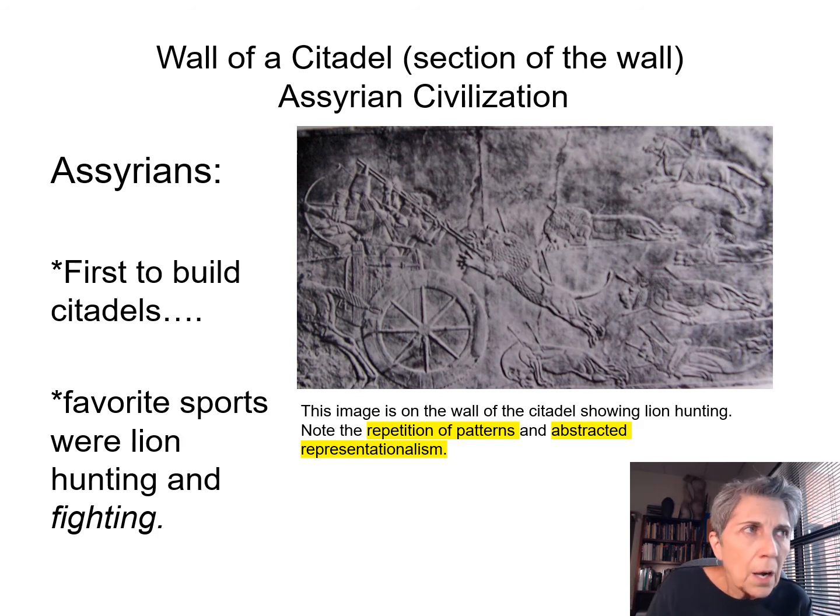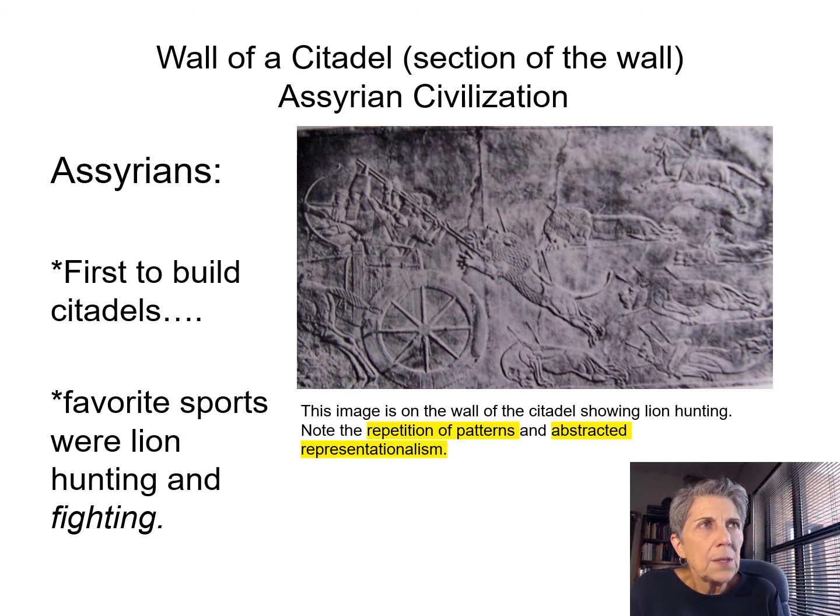The Babylonians are conquered by the Assyrians. Well, what makes the Assyrians different? The Assyrians are just ferocious warriors. Conquering. Their favorite sports were warring and lion hunting. And this image on the wall is just a section of one of the citadels. Students, this is the first time they started building citadels, which are places for soldiers to house and train. So now you have citadels. And those are the Assyrians.